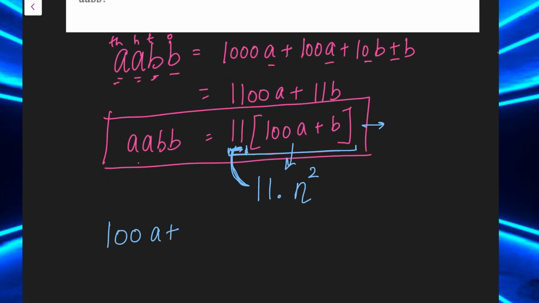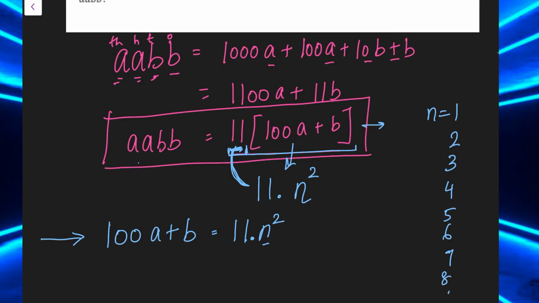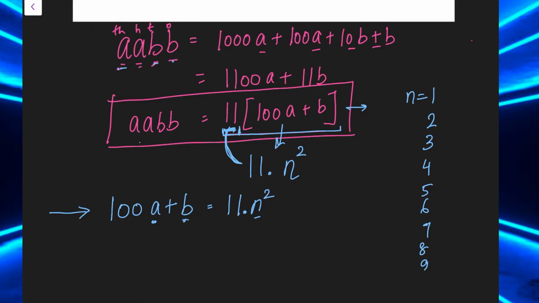So let's proceed on that now. We know that 100A plus B must be equal to 11 times some n square. This is the equation that we're working on. Now n can only have certain values. We have only certain values that we can give to n: 3, 4, 5, 6, 7, 8. Now let's proceed from that. And remember, A is a digit here, B is the last two digits, so they have to be single digit numbers in order to form our 4-digit number.